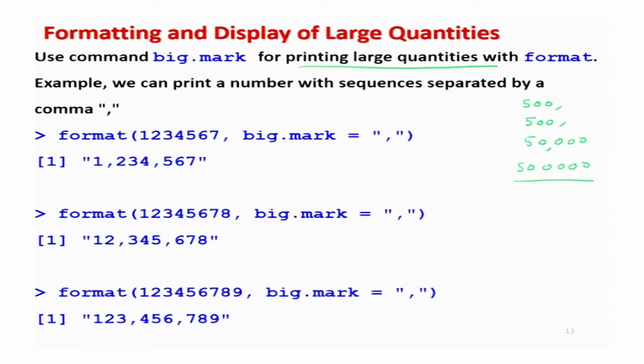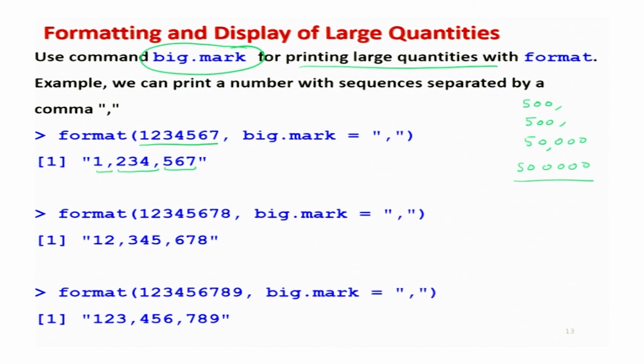Similarly, if you have any requirement where you want to print such large quantities, where you want to control this type of spacing or any symbol inside the number, then how to get it done? In this case, what exactly do we want? We want to print the number with the sequence separated by some value, including a blank space. Suppose I want to write 1, 2, 3, 4, 5, 6, 7 like this, 1, 2, 3, 4, 5, 6, 7. Then I have to use the command big.mark.